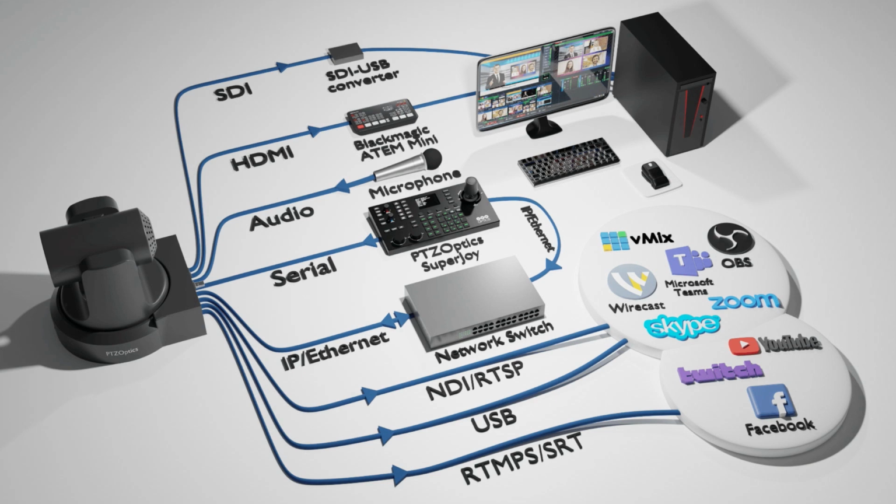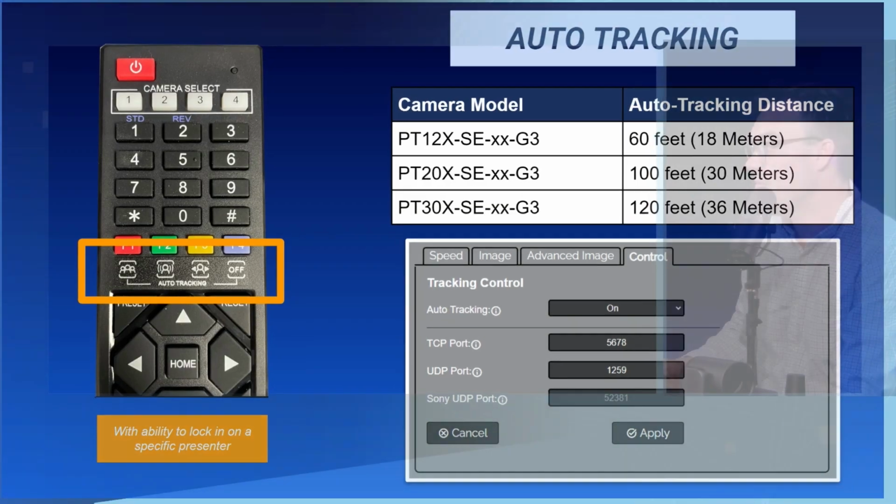So if you're just getting started, the Move SE Standard Edition is really one of the best places to get started with pan tilt zoom cameras with a company that's really going to support it.